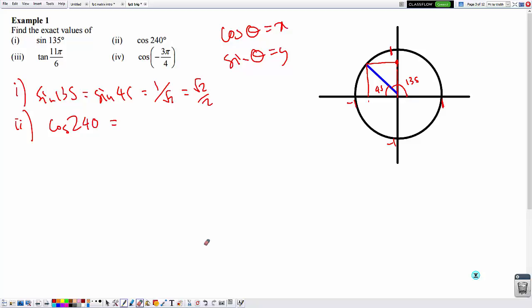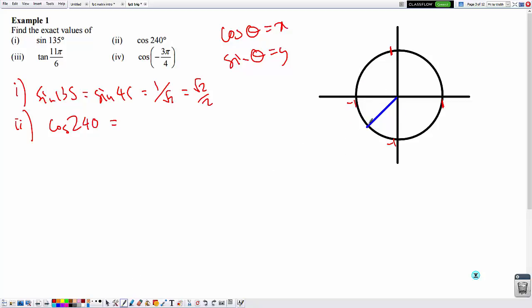So cos of 240. So let's get rid of these. Where's 240 degrees? Well, 240 degrees is not there, and it's not there either. Let's rotate this. Let's just say it's something like this. In fact, it'll be actually closer to 270, won't it? All right, let's say that's 240 degrees.